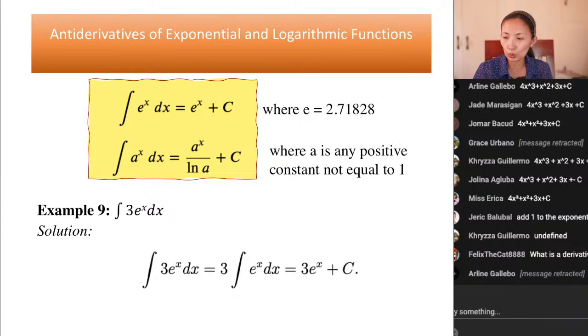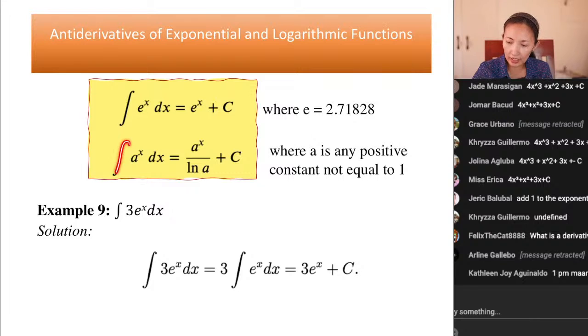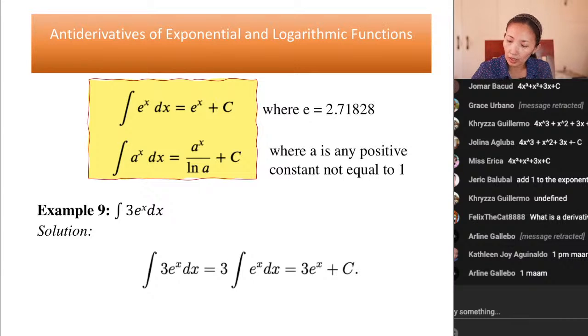Okay, now we proceed to antiderivative of exponential and logarithmic functions. Recall that the derivative of e to the x is e to the x dx, and derivative of a to the x is a to the x ln of a. So the integral of e to the x dx is simply e to the x plus c, and the integral of a to the x dx is equal to a to the x over ln of a plus c. Now, example number, this is supposed to be example number 11, not example number 9.